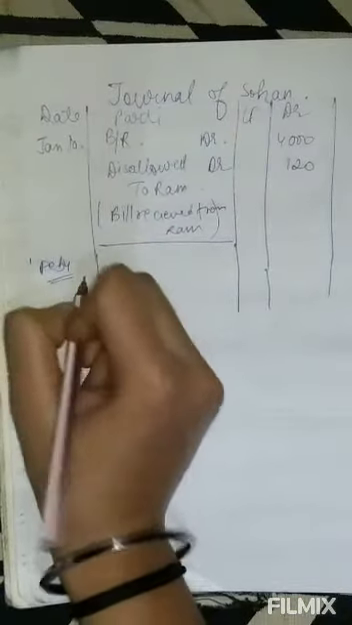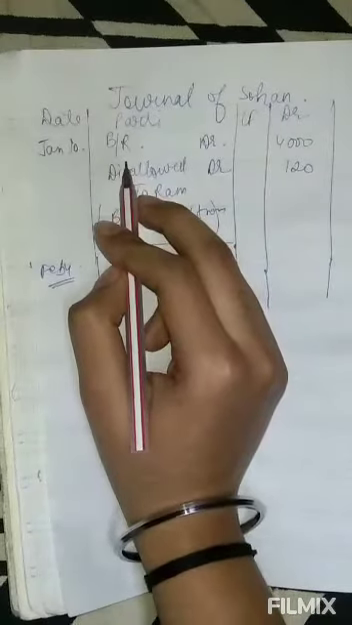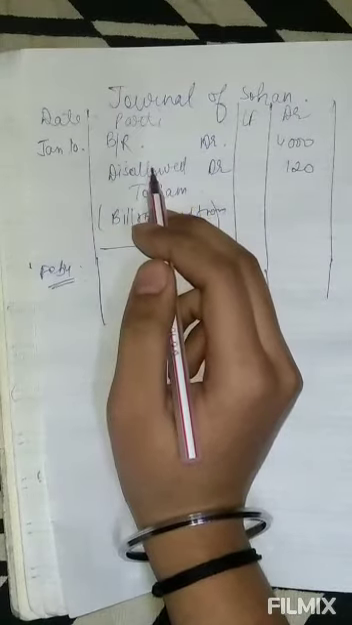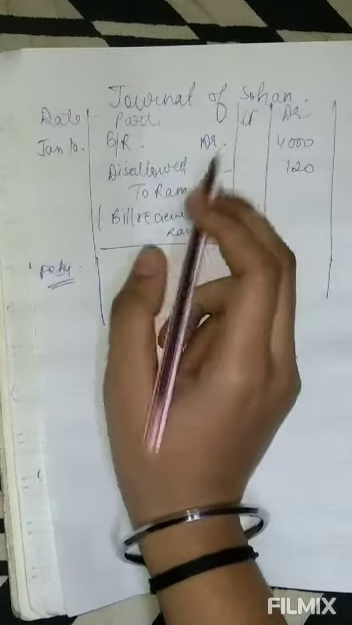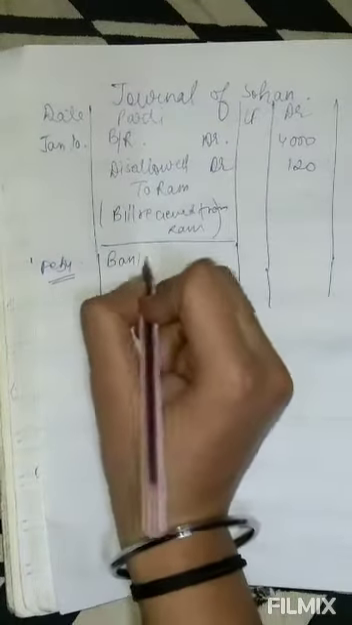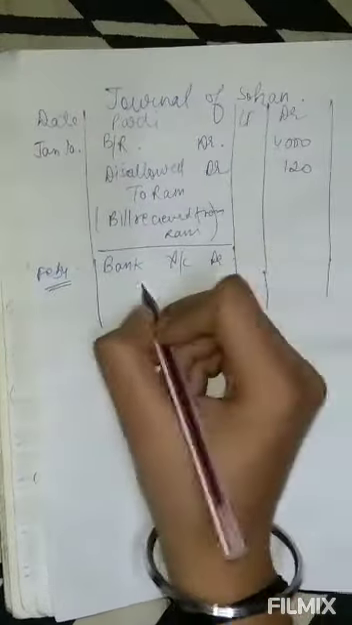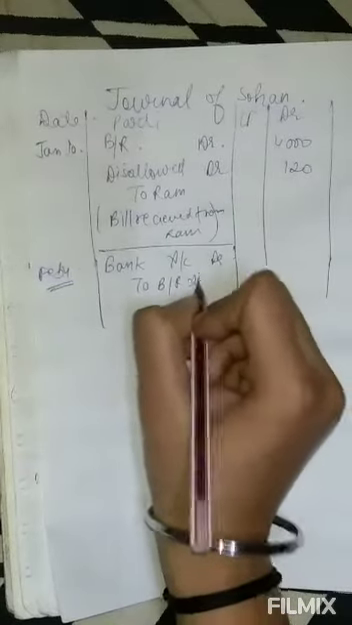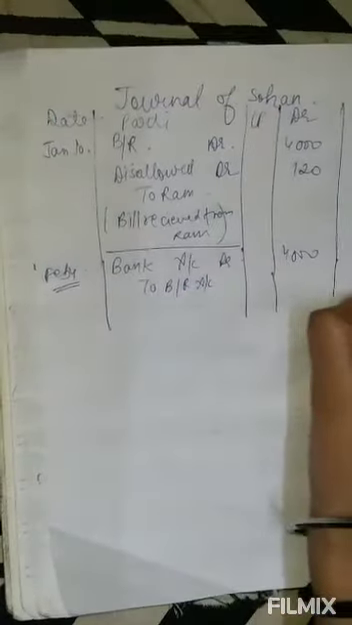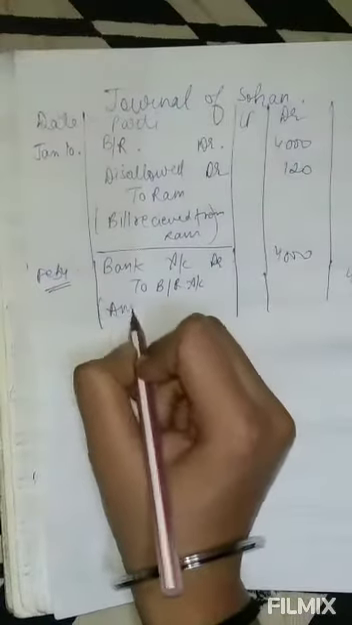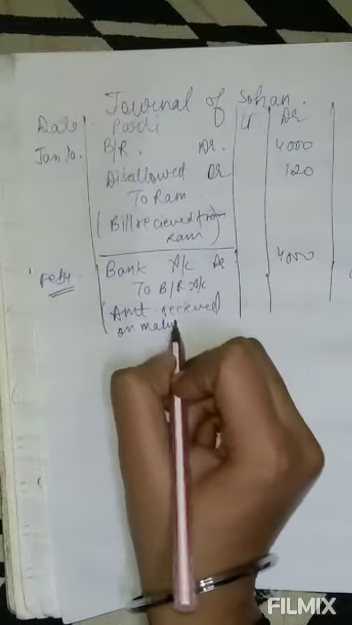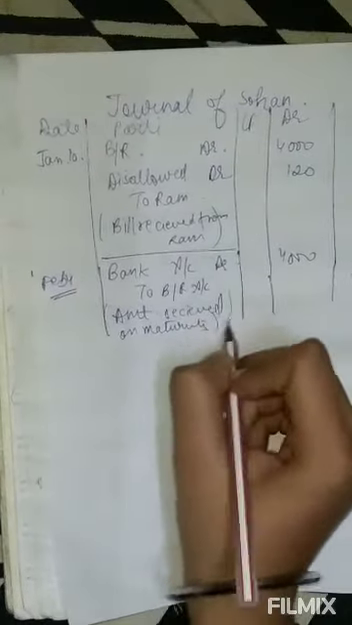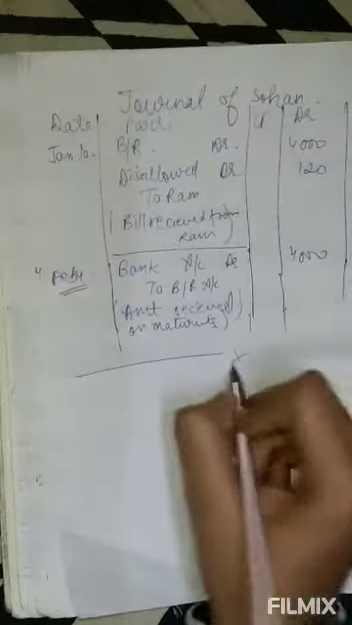After this you can see that on Feb 4, this BR has to be met also. In the question it is not given that this bill was dishonored. It means this was met on maturity by Sohan. So we will write bank account debit to BR account, that is of 4,000. Here you can write that amount received on maturity. So only this much has to be written in the journal of Sohan.